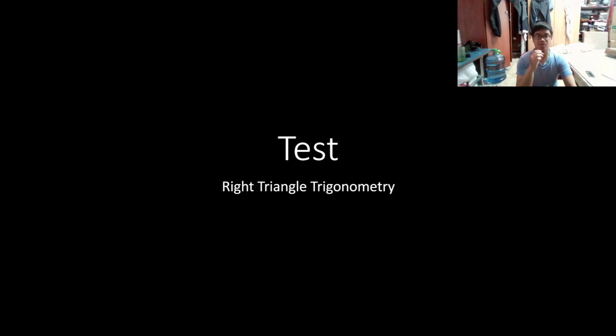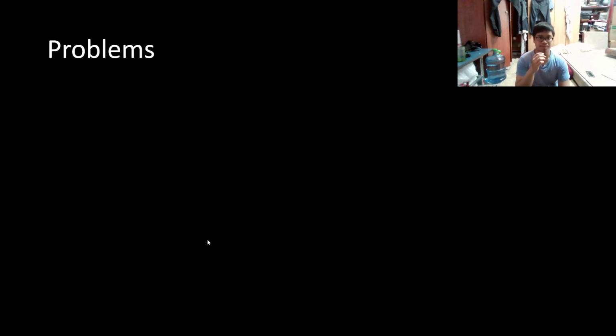All right. So here we're going to continue our last discussion about trigonometry. We're done with angle of depression and elevation, so we are here now. We're going to answer a test about right triangle trigonometry. We will be having some of the problems in this video and we're going to answer them. So let's begin, guys. First problem.